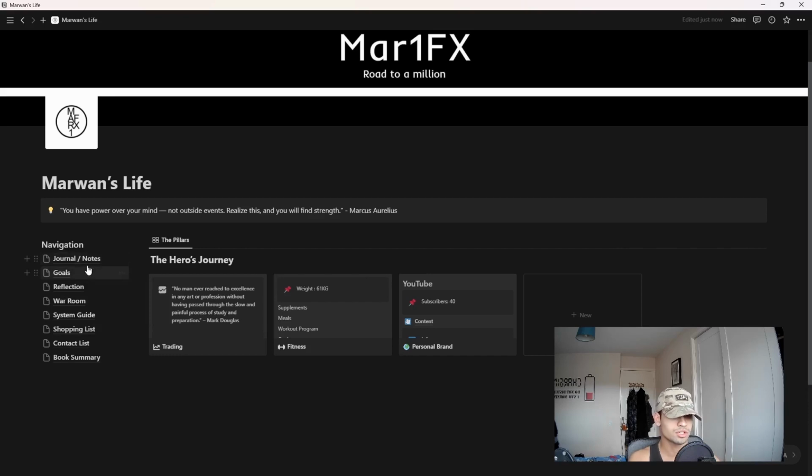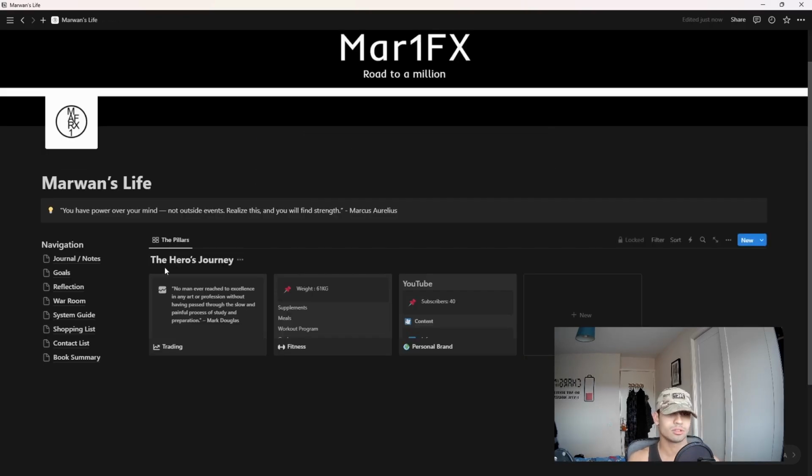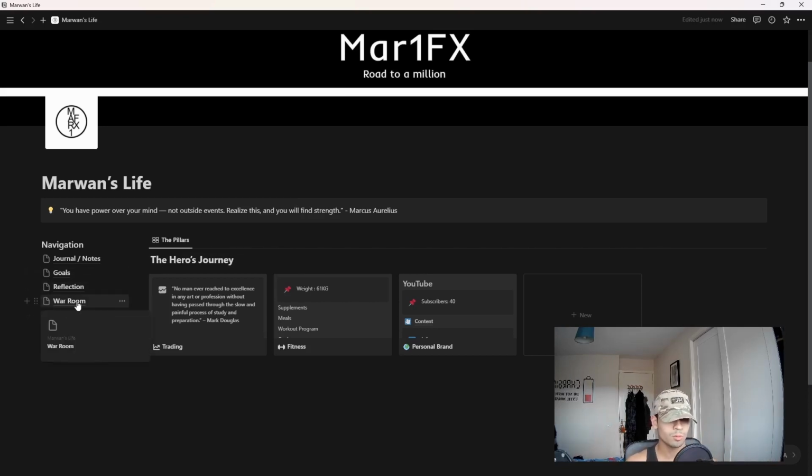So we got journal slash notes, which I will then fill up, and it's actually a bit empty. And I'm going to create a database so then I can have my daily entries and then boom, boom, boom. Goals, reflection, so reviewing months after months, see where I'm going. War room, I was originally going to call it plan of action, but I thought war room sounded a lot better.